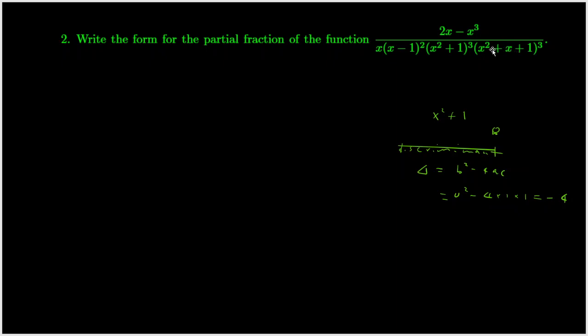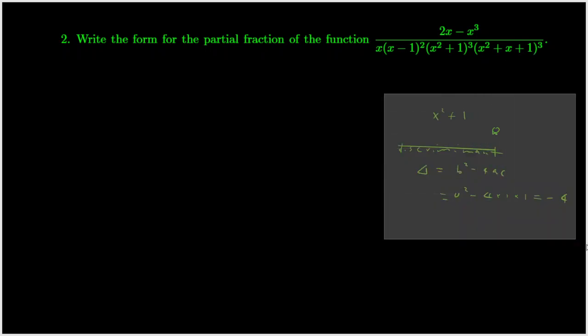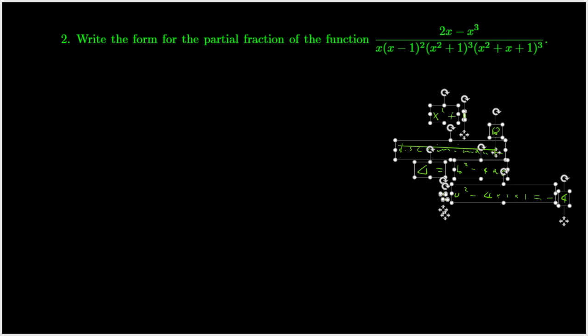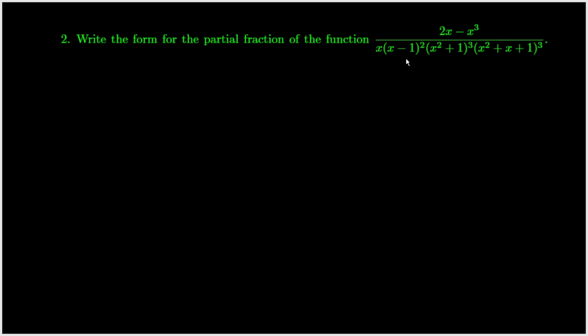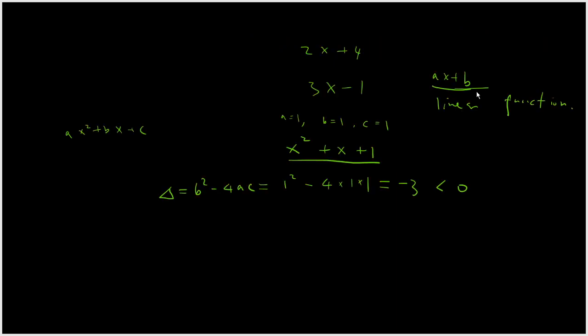And likewise, for the last factor, the stuff inside the brackets is also irreducible. We have seen that, right? Now you see the denominator has been factored as far as possible. Okay. After factoring the denominator as far as possible, then you are ready to write the form for the partial fraction decomposition. Okay.